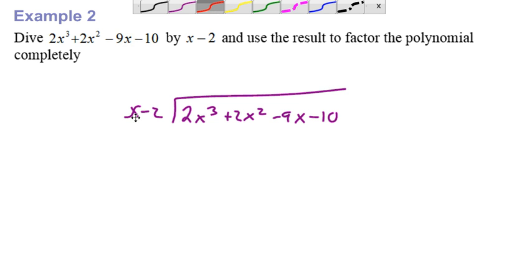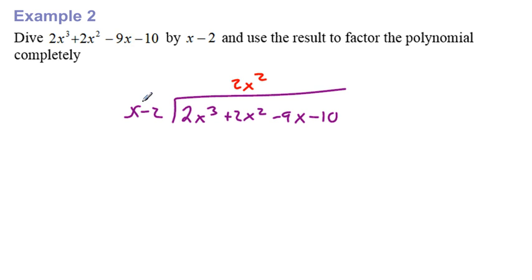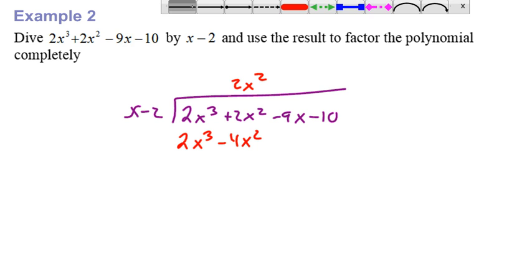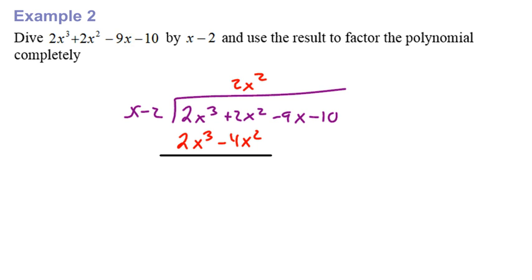So let's see. X times what is 2x cubed? Wouldn't that be 2x squared? Right? If I multiply x times 2x squared, I'm going to get 2x cubed. All right? So let's multiply. X times 2x squared is 2x cubed, and then 2x squared times negative 2 is a negative 4x squared. Okay? We're going to go ahead and subtract these two. So that becomes a minus, and this negative becomes an addition. So we're going to go ahead and cross those guys out. And if we combine like terms here, we'll get 6x squared.